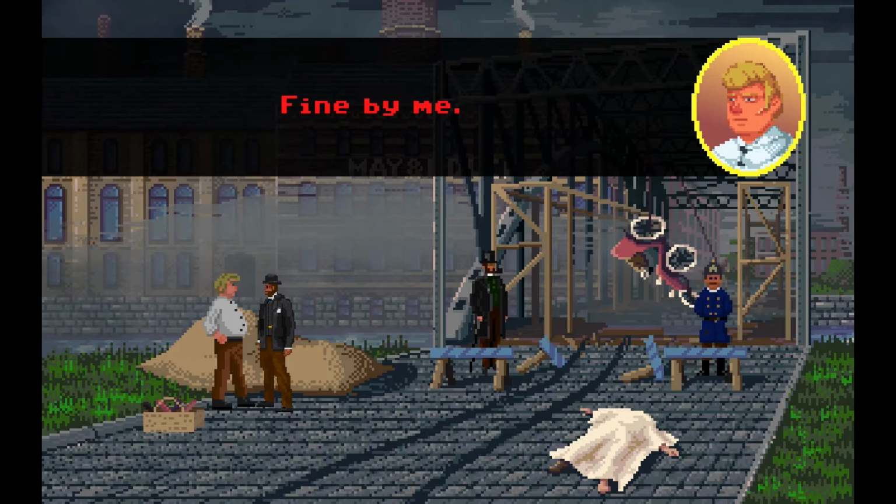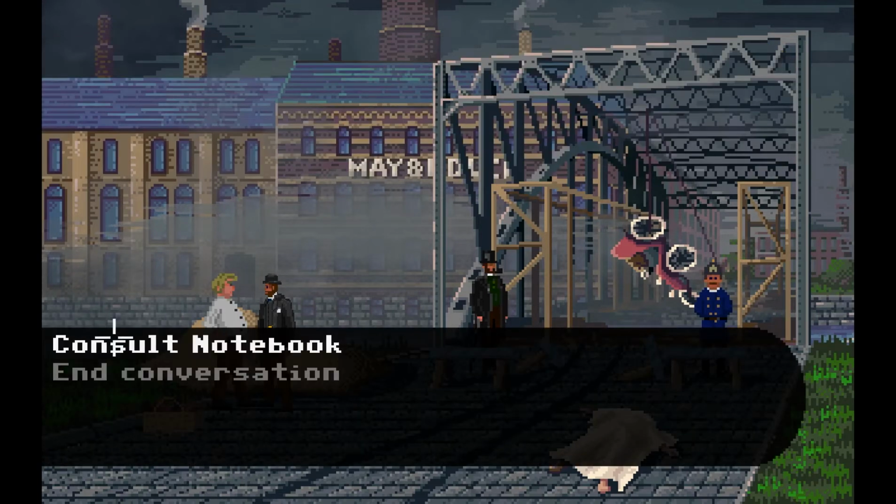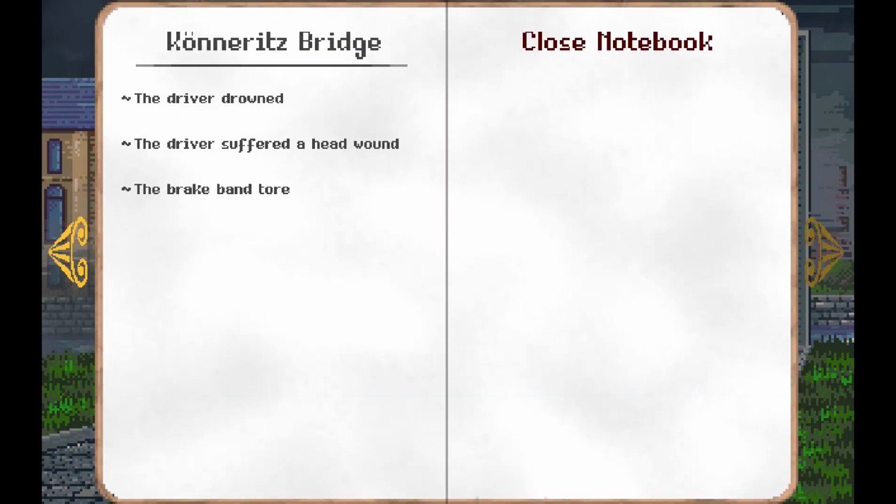Soll mir recht sein. Okay, so he's just like, yeah, I'm still working on the bridge. What are you gonna do about it? Let's see. The brake banter.